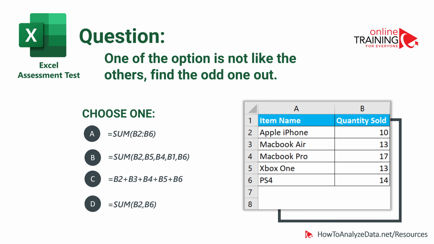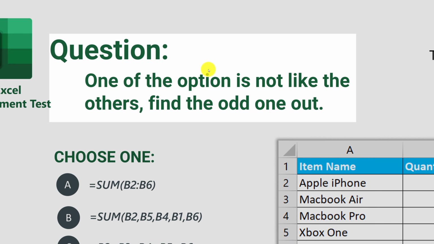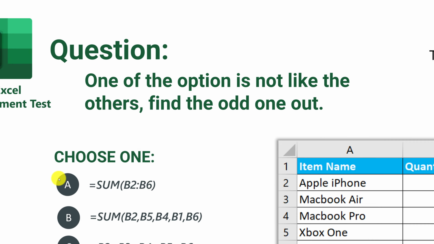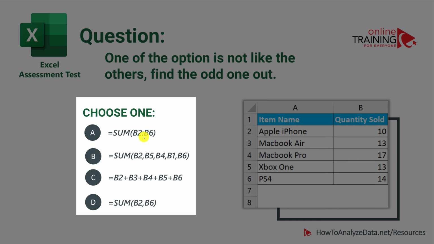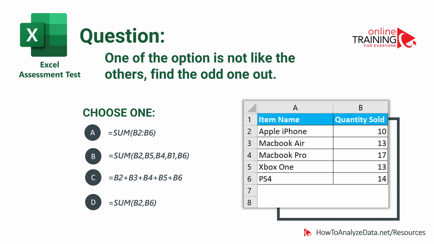Let's look at the question that tests your knowledge of Microsoft Excel formulas and functions. One of the options presented is not like the others. Find the odd one. So which one would you choose? Option A, we have some function. B, also some function, but lists the value. Then you have choice C, where we're adding 5 values. And then choice D, which is sum of B2, comma B6. So which one do you think is the right choice here?